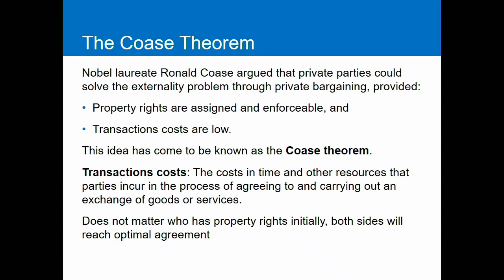Now something we have to talk about is the idea of transaction costs. These are costs in time and other resources that both parties to a transaction incur as they go through the process of trying to reach an agreement and to carry out this exchange, the actual purchase of goods and services. And according to Coase, it doesn't matter who has property rights initially. Both sides will end up reaching the optimal best agreement if they're able to get together and negotiate.